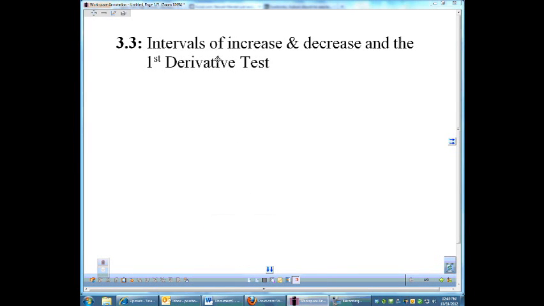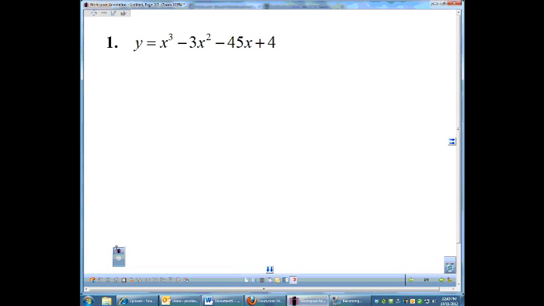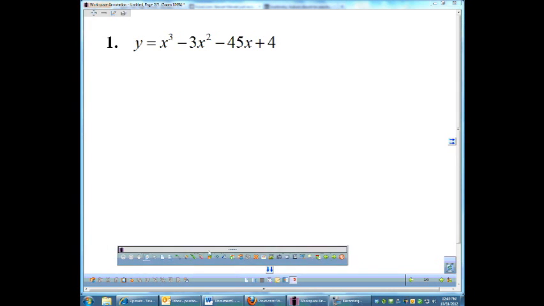Hey, going to look at a couple more examples of the first derivative test and intervals of increase and decrease, because I think my first lesson video went a little bit too fast. People seem to be having difficulty. So here's two more problems using this method.